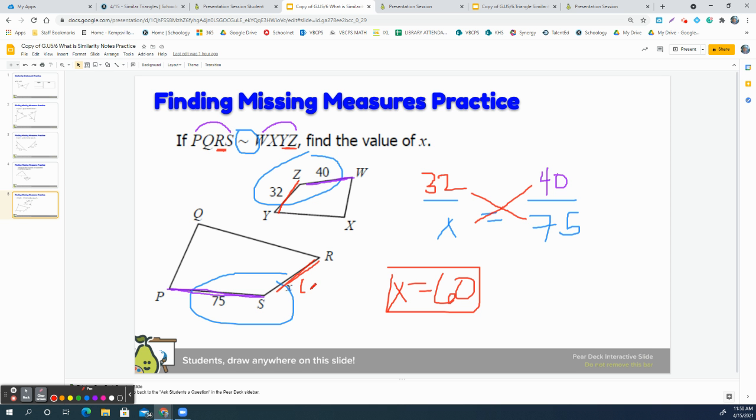And then remember, always put that in to see if it makes sense. That 60 should be smaller than the 75 because the red number is smaller than the purple number.